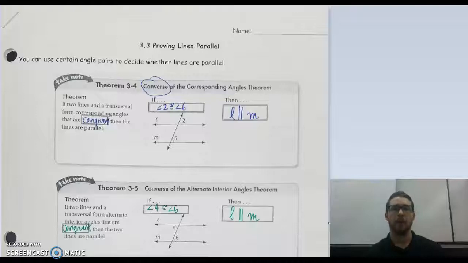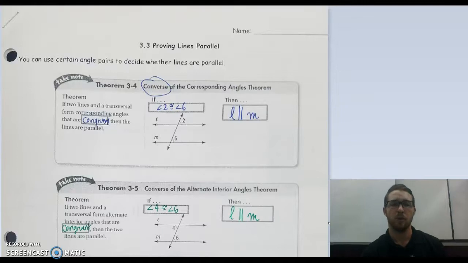Now that we've covered the special angle pairs that happen when you have parallel lines from section 3.2, we're going to flip that around, and in 3.3 we're actually going to prove that the lines are parallel. So we're going to use those same certain angle pairs to decide whether two lines are parallel.